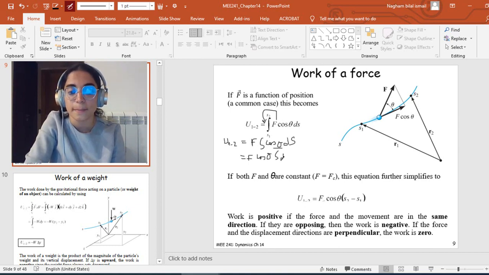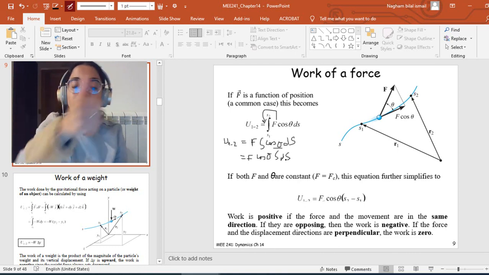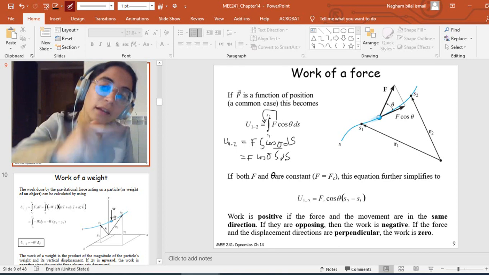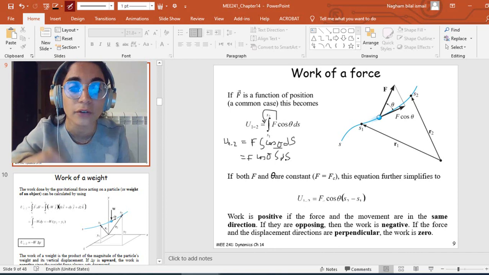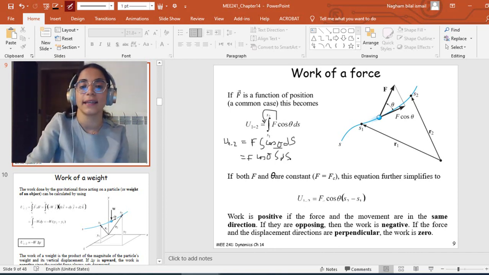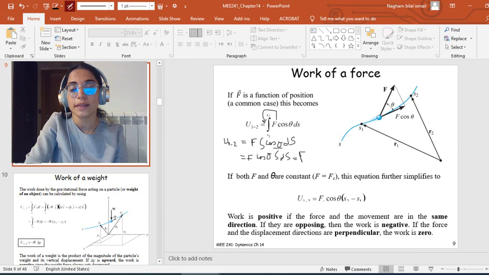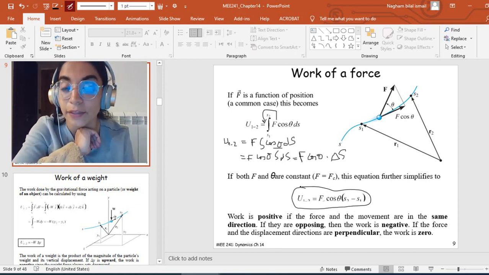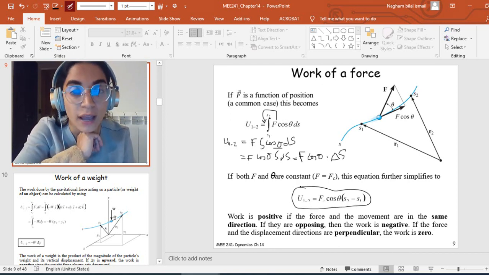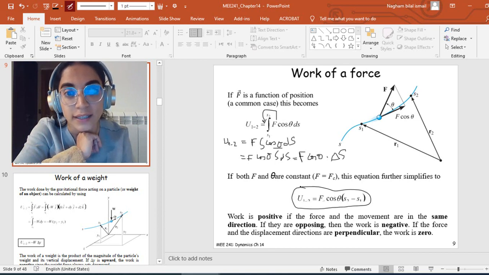So I'm going to repeat, guys. If F in magnitude is constant, and if the angle between F and ds is constant, then I can say that U12 is equal to F cosine theta times the integration of ds. And what does this mean? This means that U12 is equal to F cosine theta times delta s, s2 minus s1. So guys, if F is a constant vector, the work of this force on this particle will be equal to F cosine theta times (s2 minus s1).